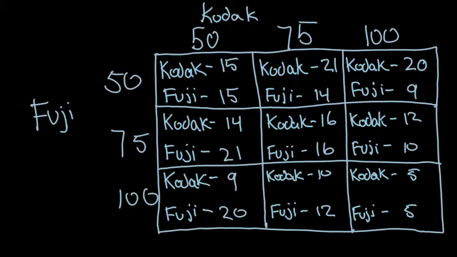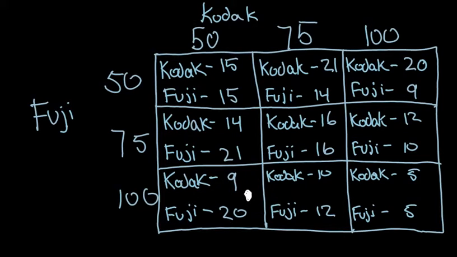What we can look at now is we can start to discuss if there are any Nash equilibrium in this game matrix. In order to determine if there are any Nash equilibrium in this game matrix, we'll first start at a random cell on this matrix. So what we could do is start in the cell when Kodak produces 50 and Fuji produces 100, right here.